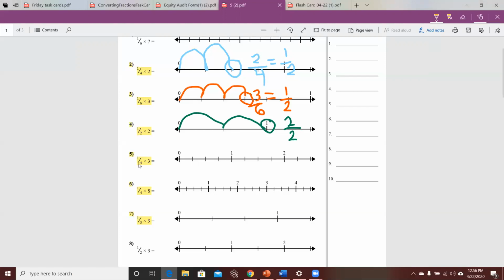Number 5, 1/4 times 3 is the same as 3 times 1/4, which would be 3 groups of 1/4. So I'm going to jump 1 group, 2 groups, 3 groups, right there. Since we're counting by fourths here, this is 1/4, 2/4, 3/4. So 1/4 times 3 equals 3/4.